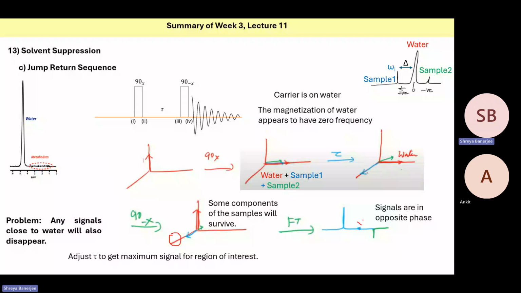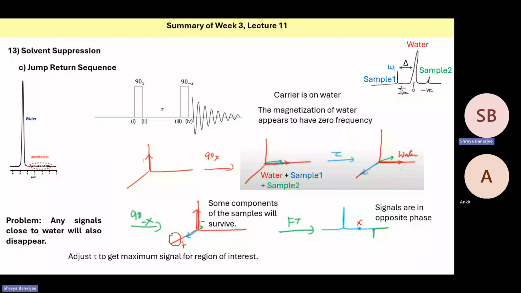But the detector will see the signals of sample 1 and sample 2, and they will appear in opposite phase, because as you can see, one is along the plus x-axis and one is along the minus x-axis. So sample 1 and sample 2 will be observed, and the signals will come in opposite phase. And because the entire magnetization of water is along the z-axis, the detector will not pick up any signal for the water.